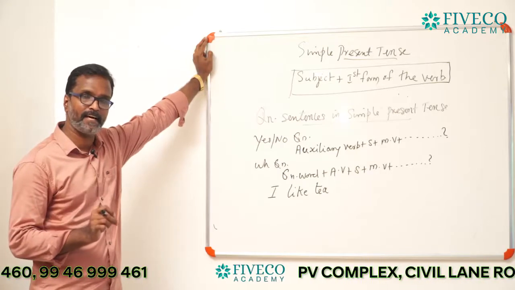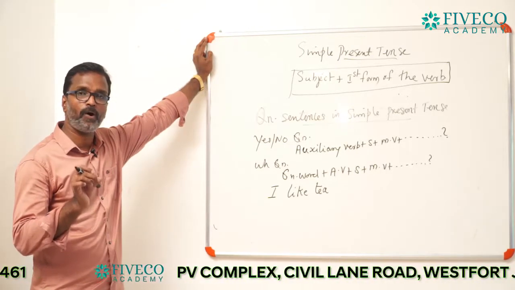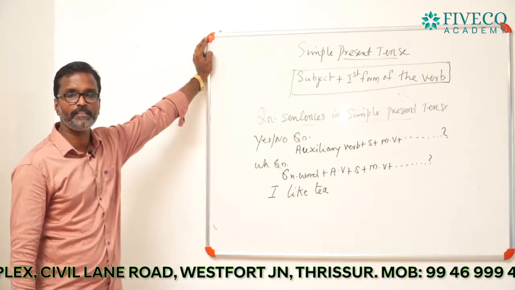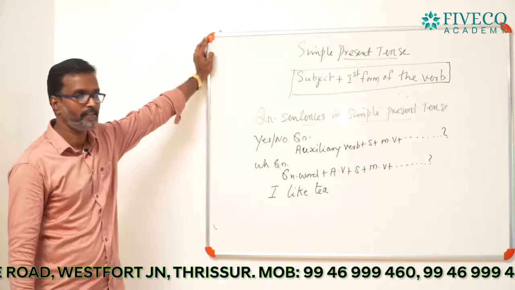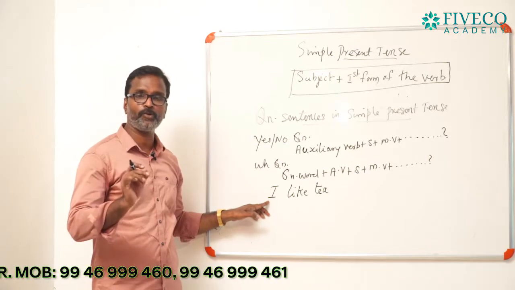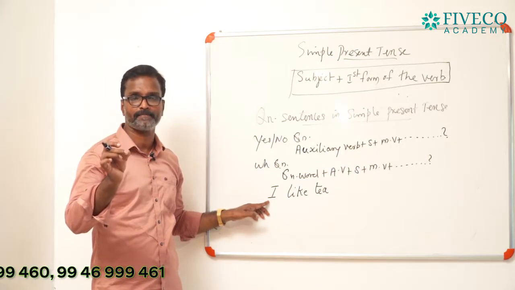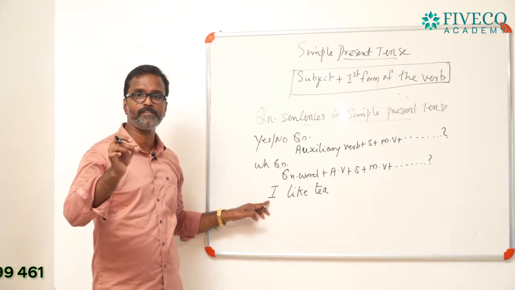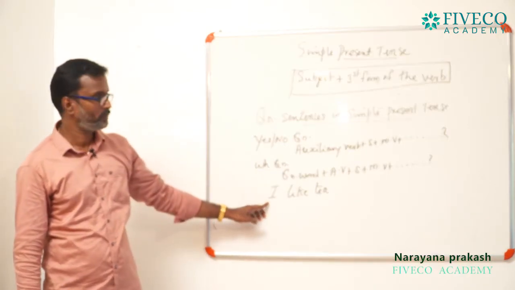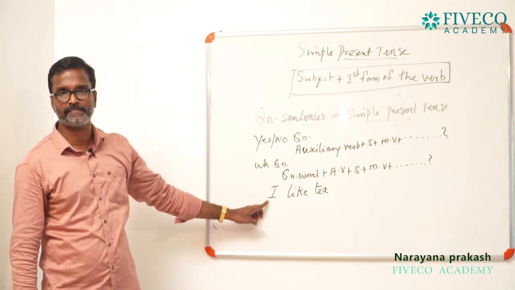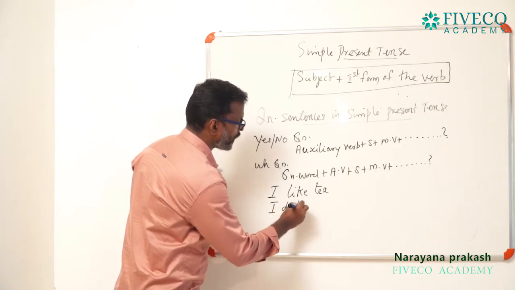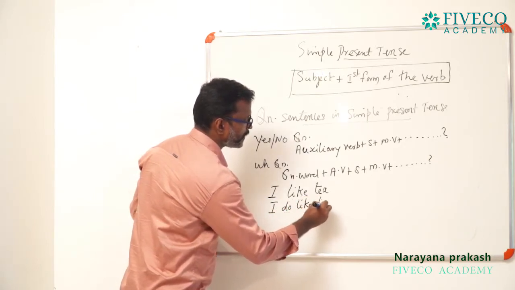The next step is to find out the auxiliary verb for this sentence. Which auxiliary verb can you use here? I already told you there are two auxiliary verbs, do and does. Does can be used with a singular subject and do can be used with a plural subject. Here, I is a plural subject. So, you can use I do like tea.